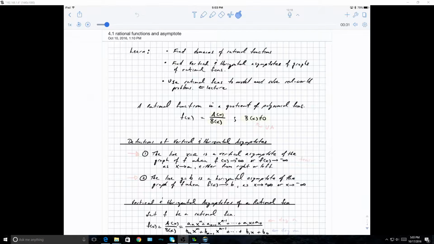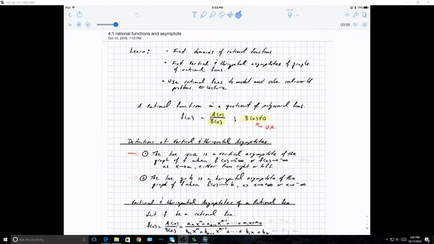So what we first have to do is state what a rational function is, and it's the quotient of two polynomial functions, a of x over b of x, and b of x cannot be 0. Now, that's going to be an important concept for us because when this happens, this is going to tell us the vertical asymptotes, okay? So let's look at the definitions of the vertical and horizontal asymptotes.